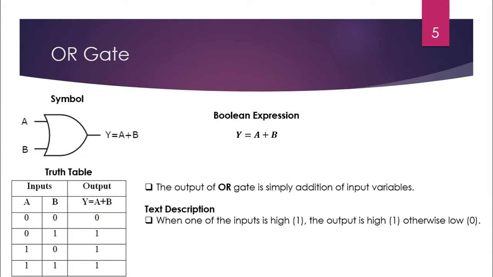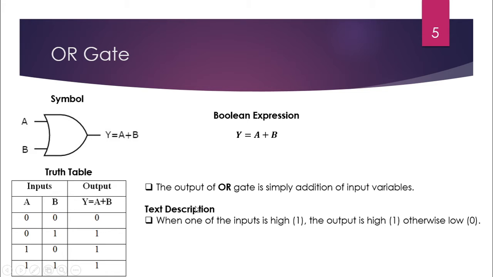Next is OR gate. Here is the symbol for two input OR gate. A and B are the two inputs and Y is the output. Boolean expression for OR gate is Y equals to A plus B. The output of OR gate is simply addition of input variables. Here is the truth table. Here A and B are given over here and output Y equals to A plus B given over here. 0 0, 0 1, 1 0, 1 1 and output is 0 1 1 1.